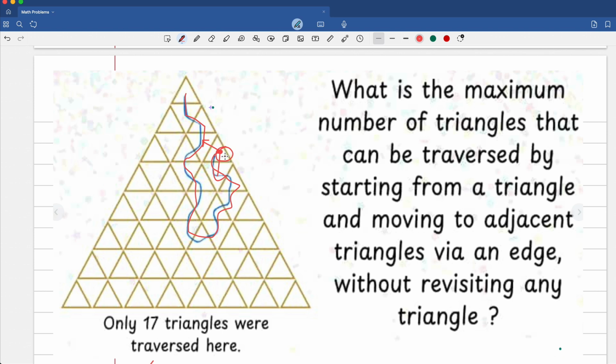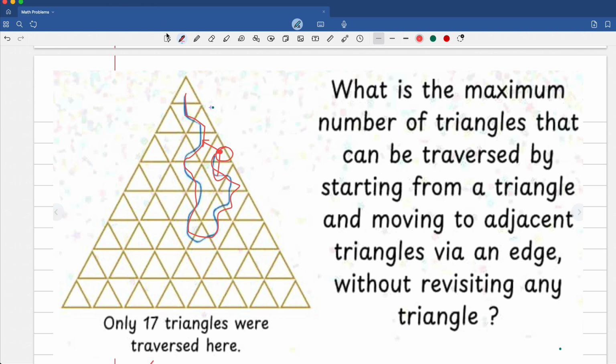So the starting criteria is anything, you can pick any of the triangles. The ending criteria is that you go to a triangle where there are no more adjacent triangles that you can move to, and therefore your traversal has come to an end. The question says, what's the maximum number of triangles that can be traversed starting from a triangle? So you need to figure out what is the maximum number.